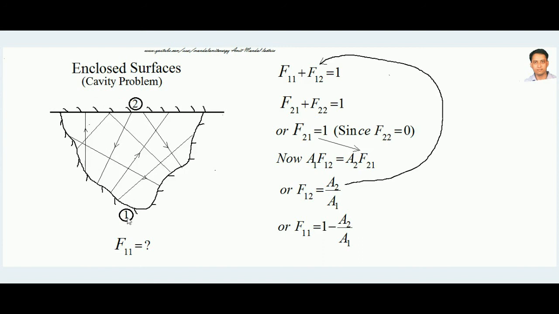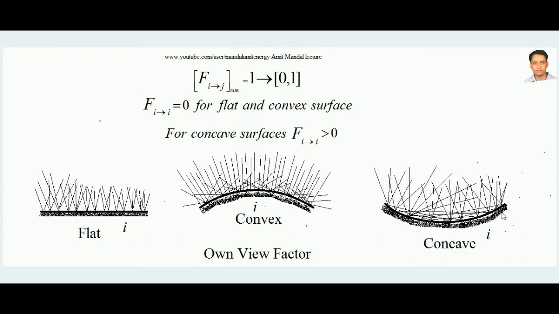So the problem is: F₁₁ equals what? The view factor of surface 1 with respect to itself, the amount of radiation emanating from surface 1 absorbed by itself. You can see this surface is a concave surface. This cavity is concave, and I already told you that for a concave surface Fii will be greater than 0.